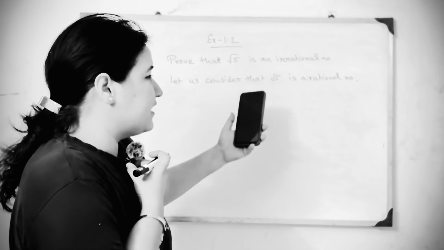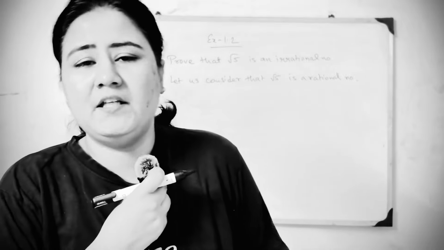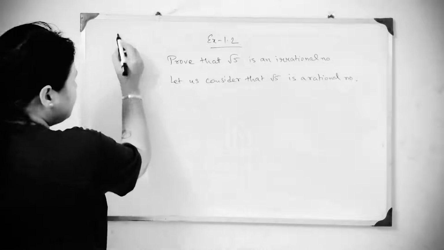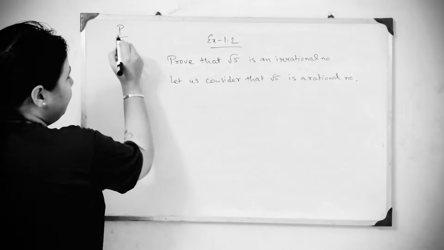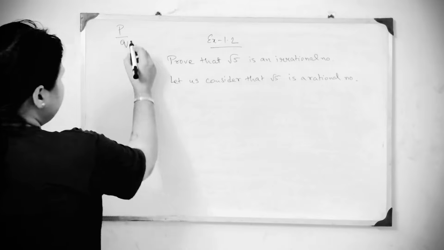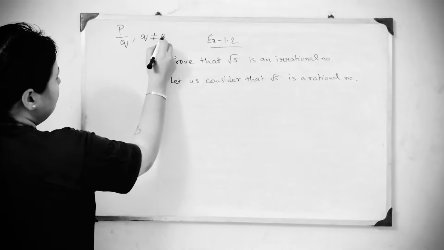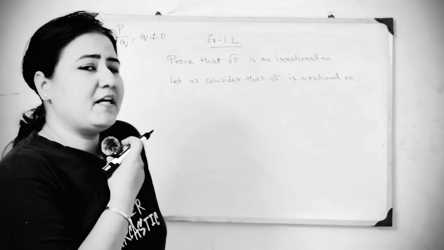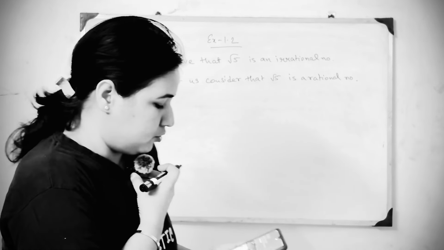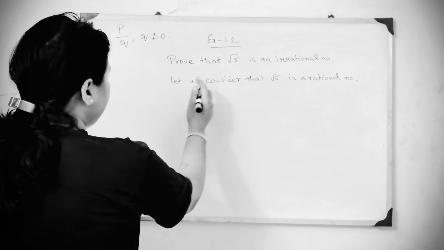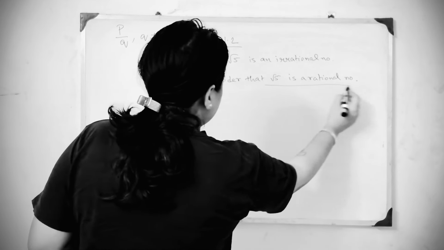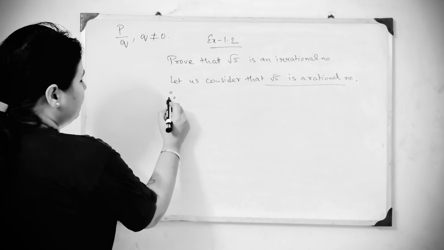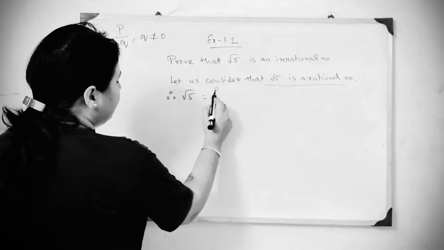But when I'm writing that it is a rational number, we have to recollect the definition of a rational number. Now, what is the definition of a rational number? A rational number can be written in the form of p by q, where p and q are integers and q is not equal to 0. So if the first statement that we have written is, let us consider it is a rational number, we can simply write, therefore root 5 equals p by q.